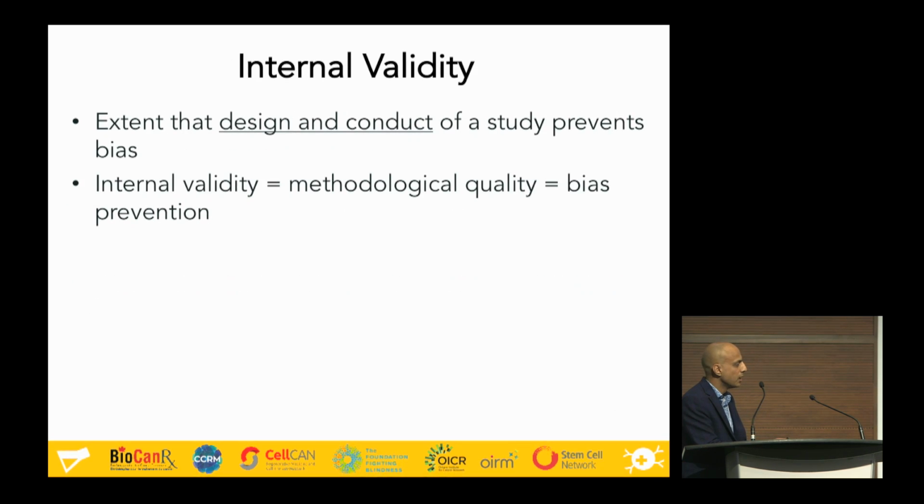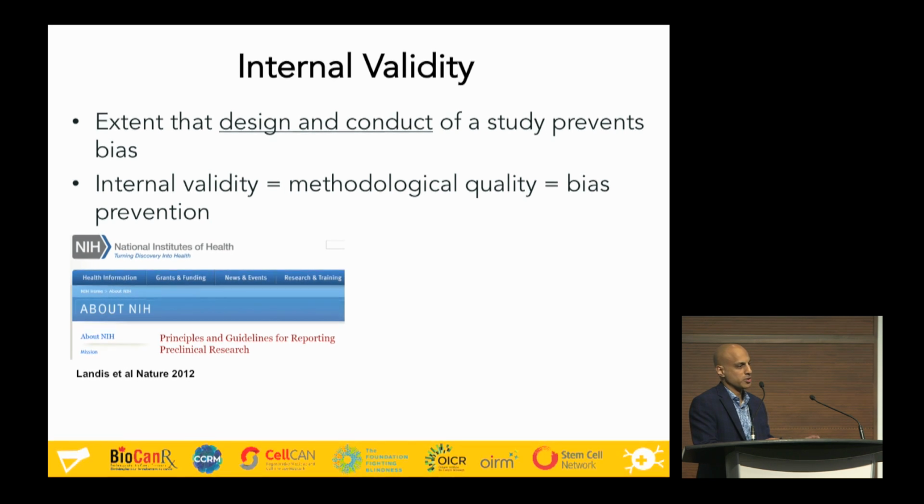And then finally, internal validity. That's what I'm going to spend the remaining of this presentation on. And this is the extent that the design and conduct of a study prevents bias from creeping in. And again, bias is going to be a threat to the biological truth that you're actually seeking. So there's a few different terms that you might hear being used for internal validity. This includes methodological quality or bias prevention. So in other words, if you pay attention to internal validity, you are potentially reducing or preventing bias from creeping in, or the way we like to often phrase it is reducing your risk of bias as well.